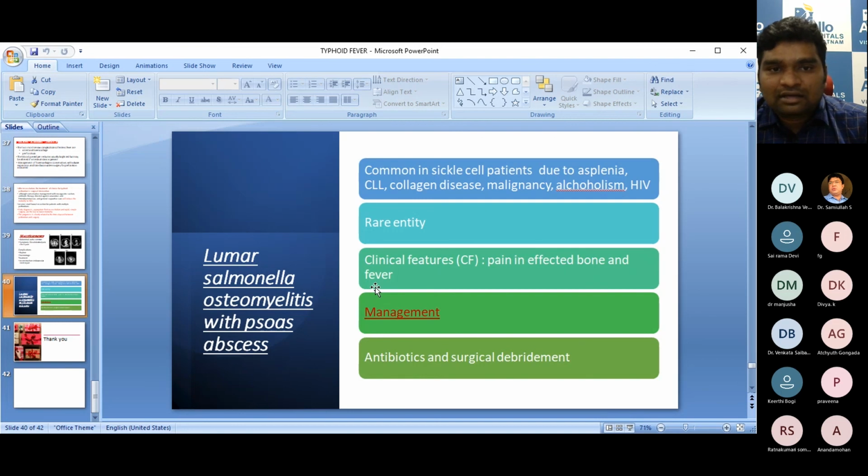And vertebral osteomyelitis is also common. The patient may sometimes present with clinical features of paraplegia and lumbar pain. So here also the antibiotic should be given, followed by surgical management. Thank you.